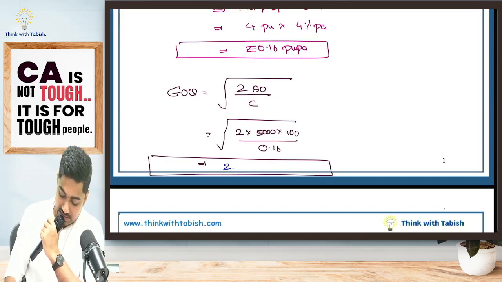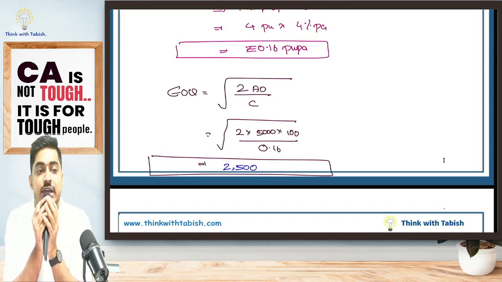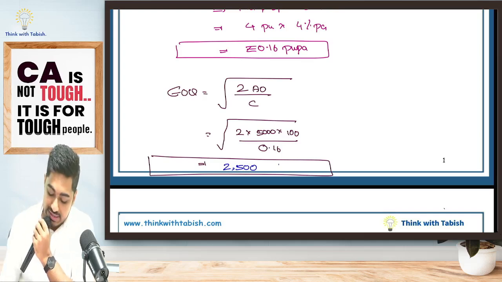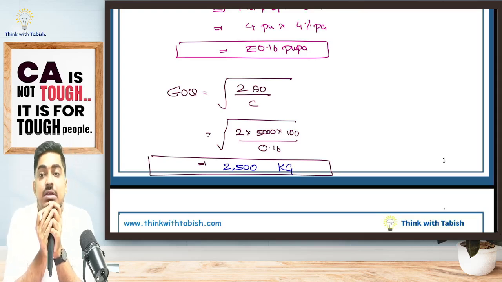2,500. So my EOQ is 2,500. Yes or no? What 2,500? 2,500 units. See the data. How is my raw material given? For 1 year I want 10,000 kg. That means every time I am buying, 2,500 kg I should be buying.